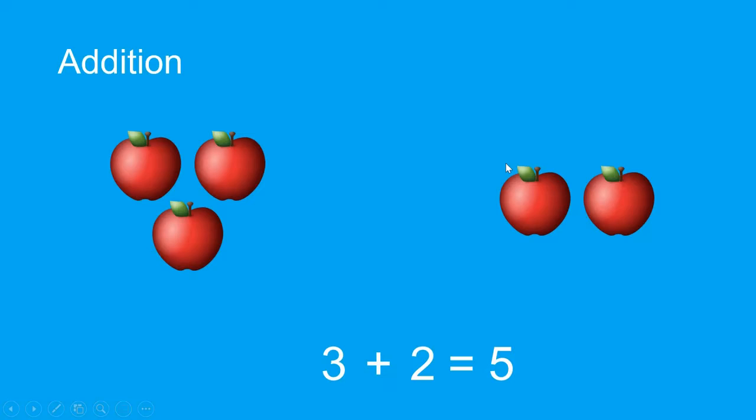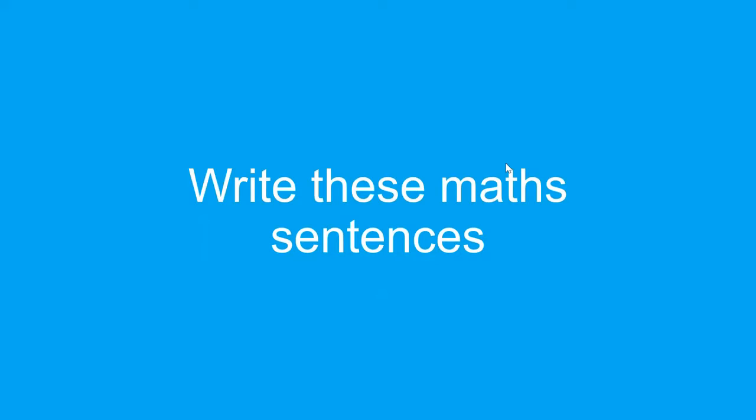We read this like this. 3 plus 2 equals 5. This plus sign is to show the addition. We have other symbols like minus, times, and divide, but that's for another video. Okay, so let's try to practice writing these situations as maths sentences.